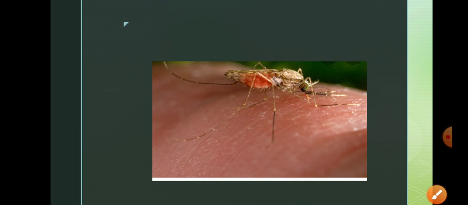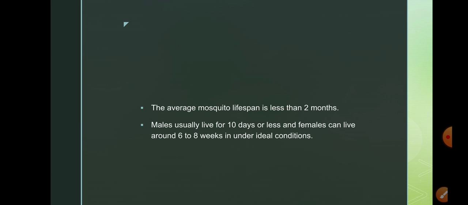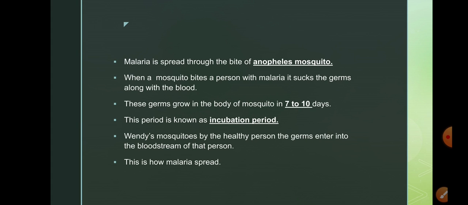Now this is how a mosquito looks like. You can see the typical body structure. You can see antenna also visible from here. Now the average lifespan of a mosquito is less than 2 months. The males usually live for 10 days or less, and the females can live around 6 to 8 weeks under ideal conditions. Now let us discuss in detail about how malaria is caused.